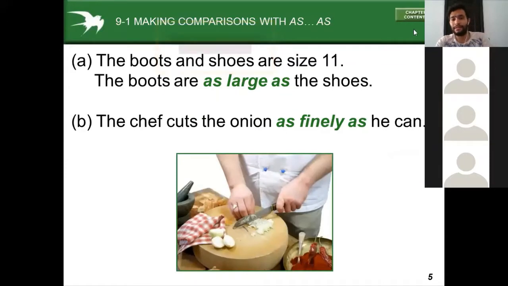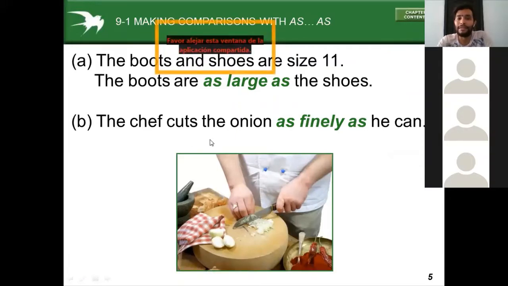Now we have this example right here. Take a look. The chef cuts the onion as finely as he can. Can someone translate it to me, please? El chef corta los ajos tan finamente como él puede. All right, tan finos como él puede, right? Las cebollas, good, the onion.